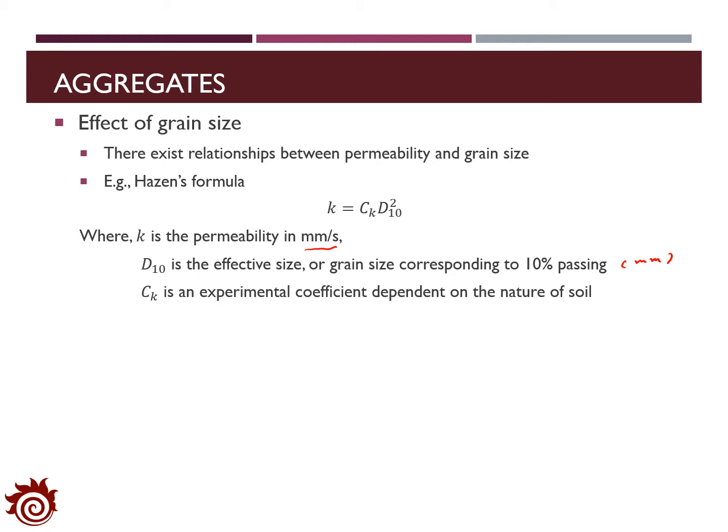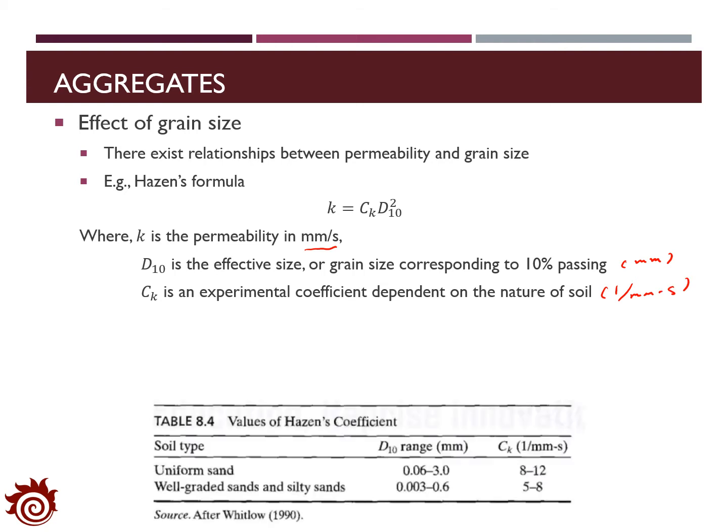Capital C_k is the experimental coefficient depending on the nature of the soil. The unit for this coefficient is 1 over millimeter second. The table here shows some typical values of D10 and C_k for some soils. For uniform sand, D10 varies from 0.06 to 3 millimeters, and C_k is 8 to 12.